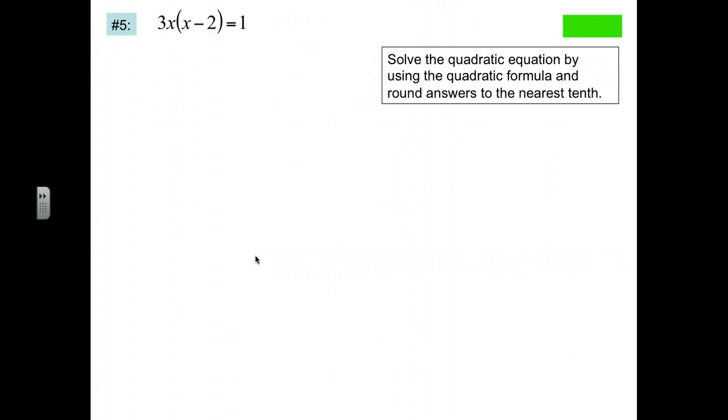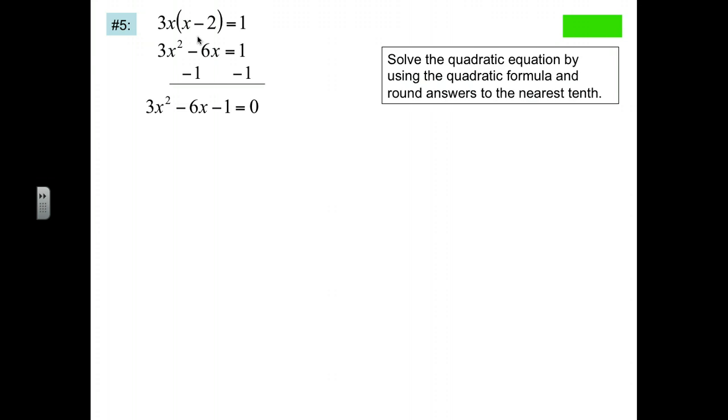Solve the quadratic equation by using the quadratic formula and round to the nearest tenth. Why am I doing so much example? Because the quadratic formula always works. Even when you're doing the x method and you can't figure out those two numbers, the quadratic formula always works. So the first thing, is this in the form ax squared plus bx plus c equals 0? No, it's not. So I am going to first distribute, and then I'm going to take away 1 on both sides, and I'm getting 3x squared minus 6x minus 1 equals 0.